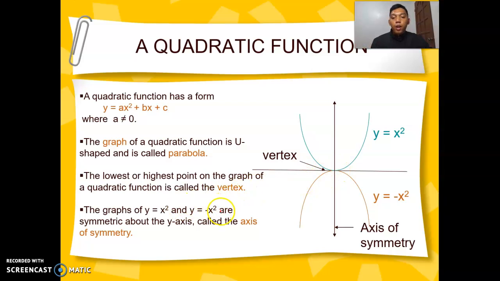Okay, and then the graphs of y equal to x squared and y equal to negative x squared are symmetric. So it has a property called the axis of symmetry. This one is the axis of symmetry, which is the y-axis. These properties will be discussed further in our next video. But this time we're just going to focus on how to identify a quadratic function given a table.